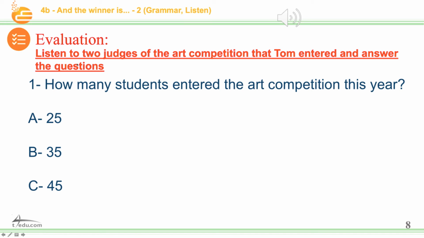Now, evaluation time, everybody. Listen to 2 judges of the art competition that Tom entered and answer the question. First, everybody, don't forget, let's read the question first. Then we're gonna choose the answer. Question number 1. How many students entered the art competition this year? A. 25, B. 35, C. 45.